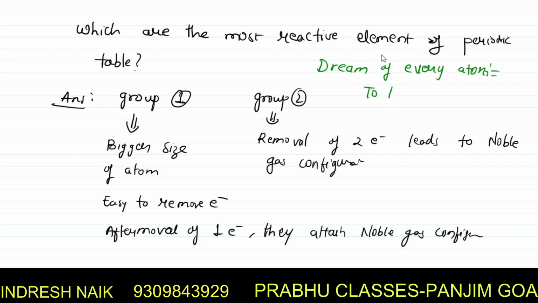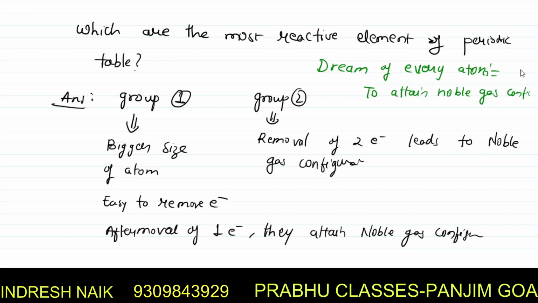We must be having a different dream. We want fame, we want money, we want respect, so many things. But an atom just wants 8 electrons in the outermost shell. So to attain noble gas configuration.